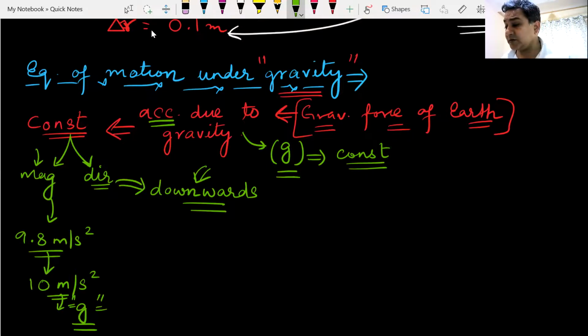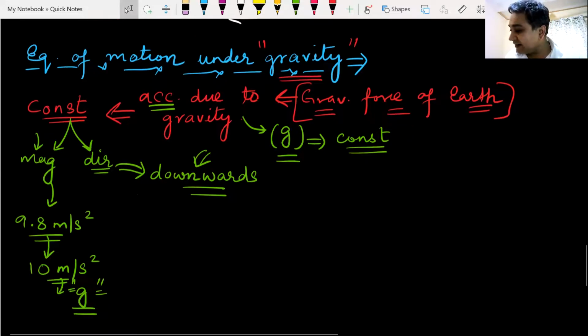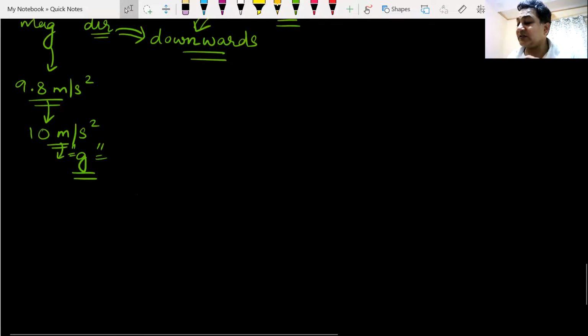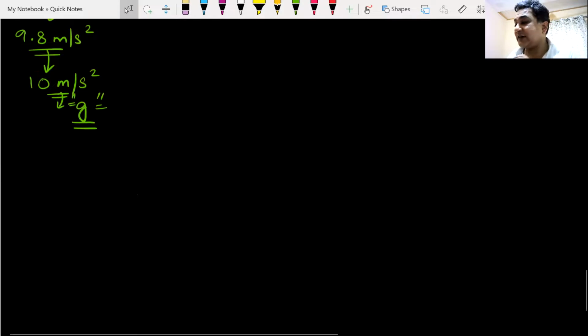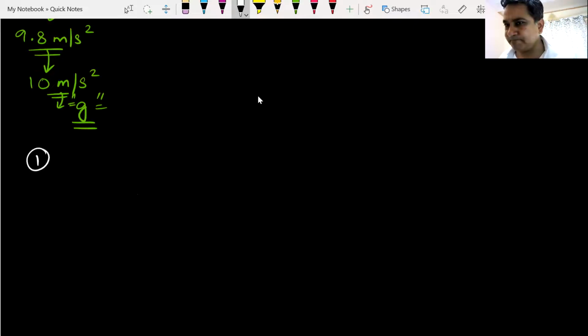We've discussed this much, but we have still not discussed the equations of motion. Let us now get on to the equations of motion for motion under gravity. And what is the first equation of motion for motion under gravity? What is the first equation? Anyone? What is the first equation for motion under gravity? Waiting for your answers. No one?